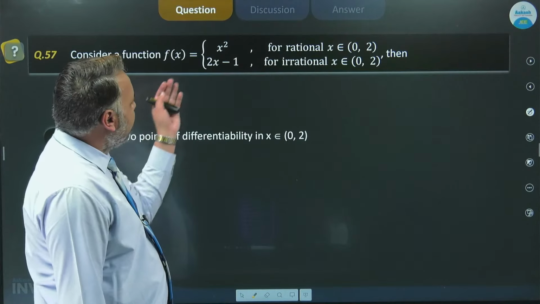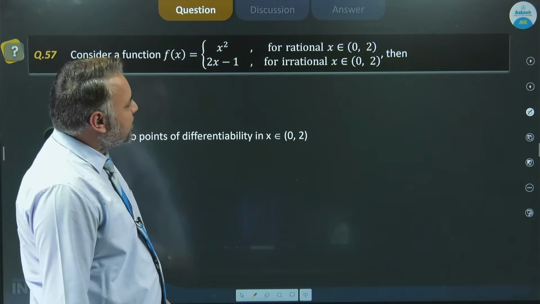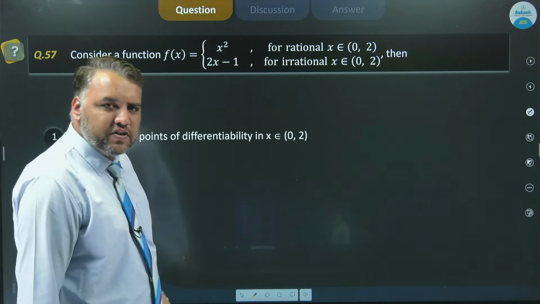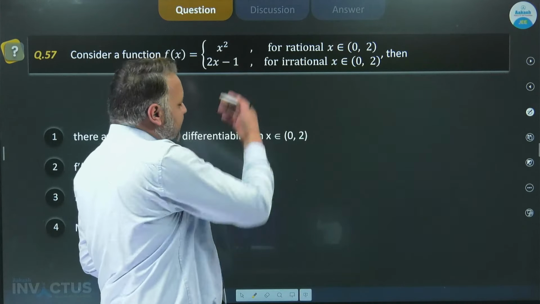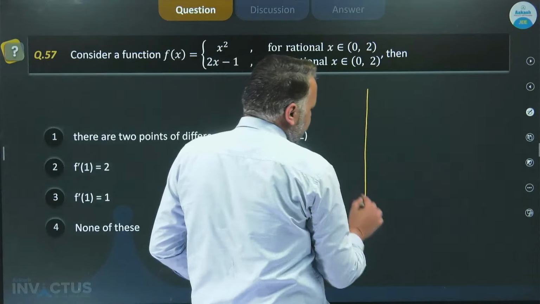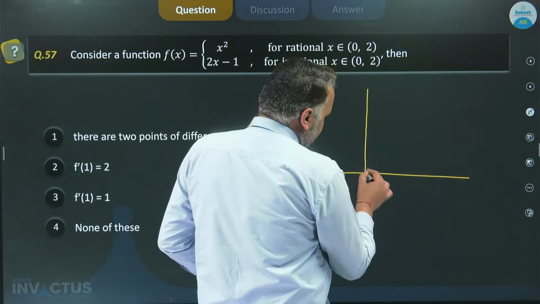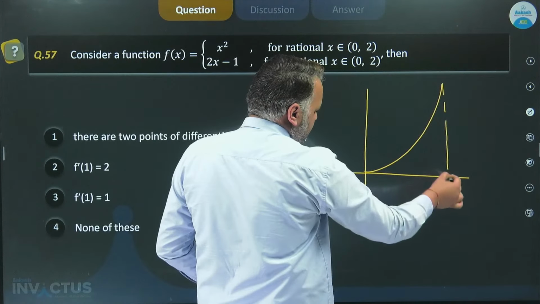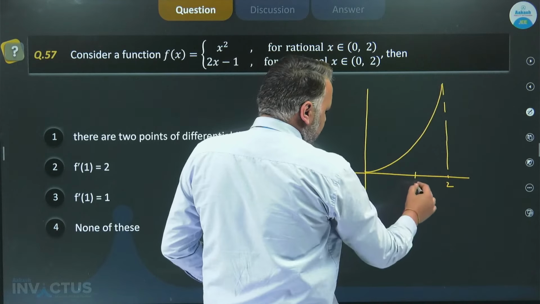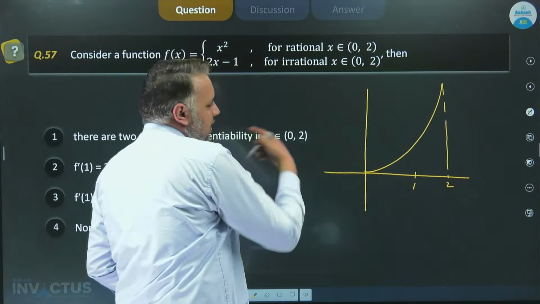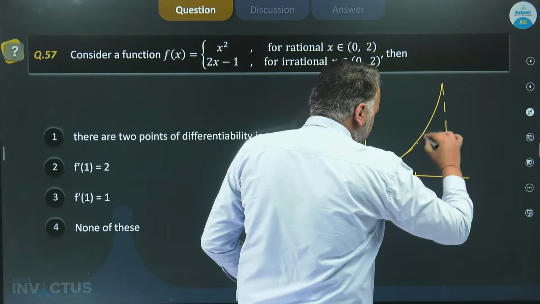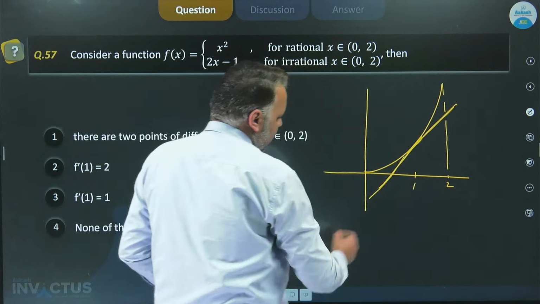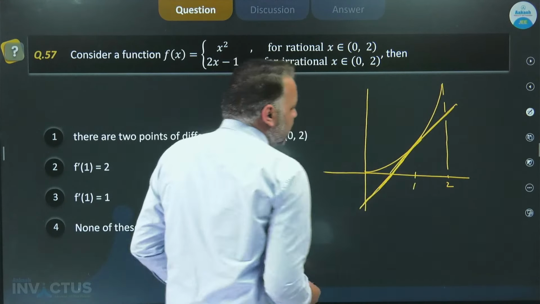The function is defined as x square for rational x between 0 to 2, and 2x minus 1 for irrational x between 0 to 2. If you plot both the graphs, x square and 2x minus 1 between 0 to 2, then you can see there is something like this. This is 2, and 2x minus 1 is actually a tangent to y is equal to x square at x is equal to 1.